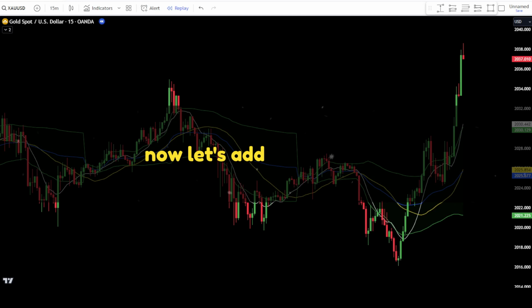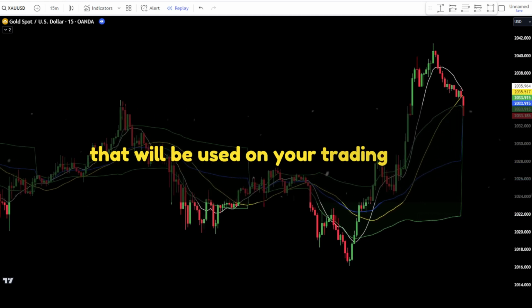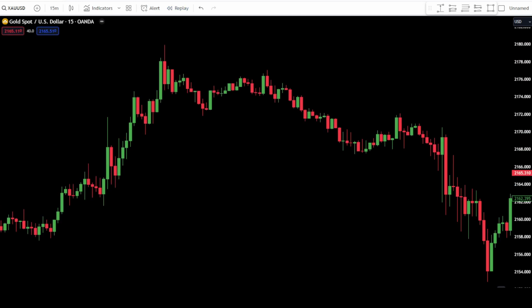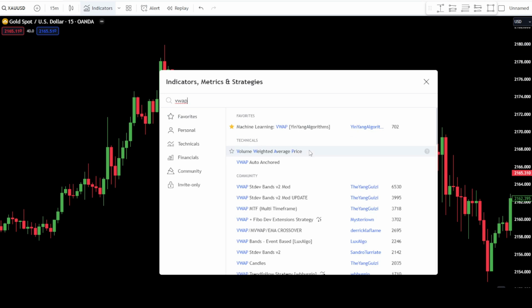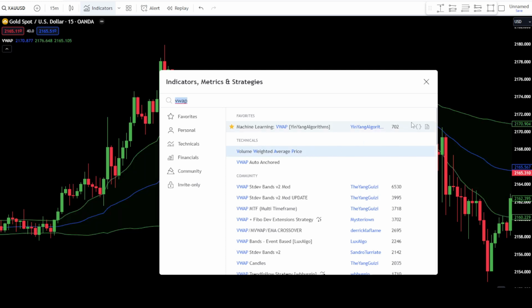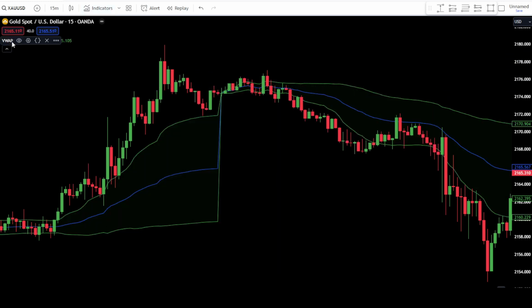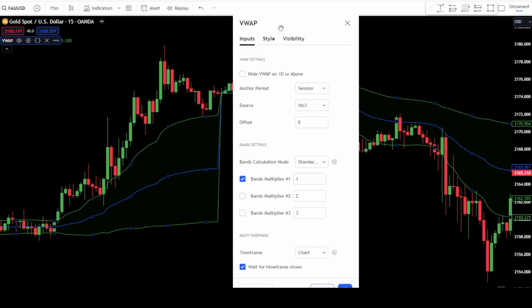Now, let's add the indicator that will be used on your trading chart. Open TradingView, then go to the Indicator Search tab and type in VWAP or Volume Weighted Average Price. After that, simply select the default VWAP or Volume Weighted Average Price from TradingView. Next, go to the Indicator Settings tab. There are many settings you can adjust when using this indicator, but for this example, we will stick to the default settings.